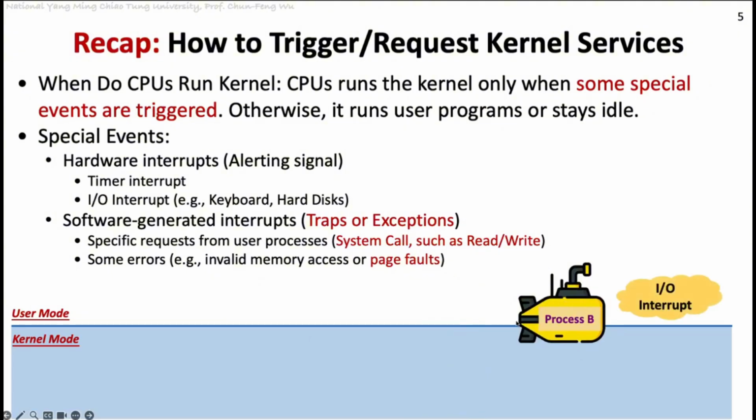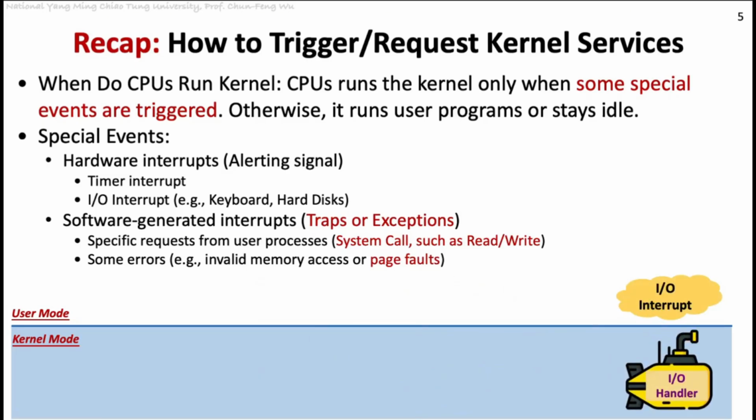Then if there comes an IO interrupt, for example, process B will once again dive into kernel mode and the CPU can run the IO handler. So this is the process of how to trigger and request kernel service. If you don't feel really familiar with this procedure, it doesn't really matter, because in the rest of the course you'll keep facing this kind of example. I'll let you know about the several kernel services and how they work in kernel mode.